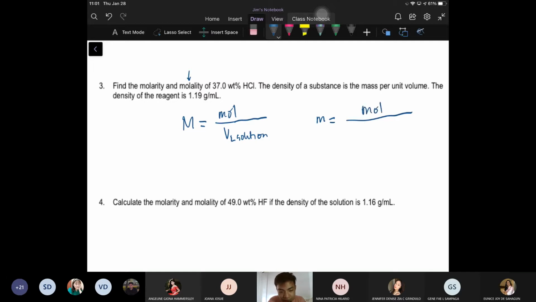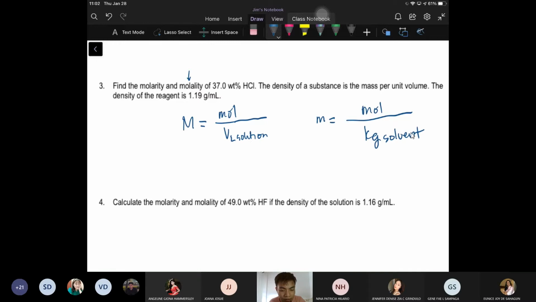So the formula is similar. That's the mole of your substance. However, yung denominator, instead of volume, we use the kilograms of solvent. Okay? We use kilograms of the solvent, not the solution. Yan yung difference nila. So, medyo similar sila. Mole yung nasa numerator. However, yung denominator, dun lang sila nagkakatalo. The volume of solution for molarity and kilograms of solvent for molality.